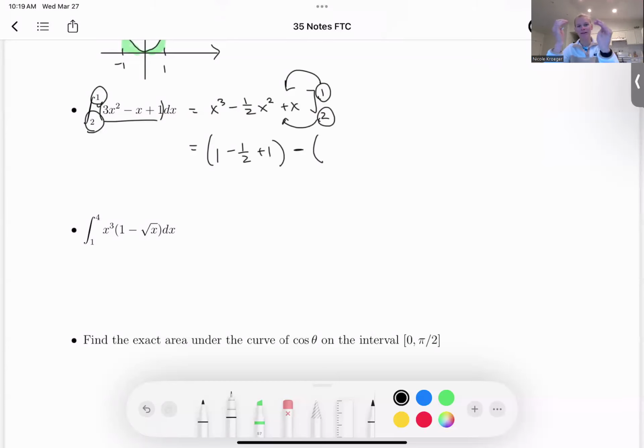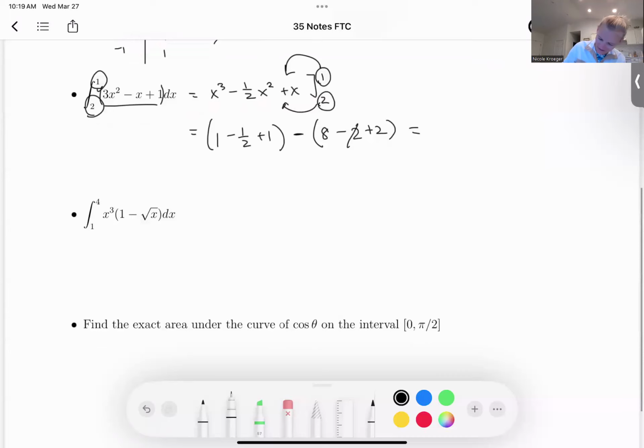Make sure you put parentheses around that because this whole expression needs to be subtracted. 2 cubed is 8. 2 squared is 4 times 1/2 is 2, plus 2. And now I have to do some calculations here. The 2's will cancel each other out. I'm going to get 2 minus 1/2. It looks like I'm going to get 3/2 minus 8, which is -6.5.